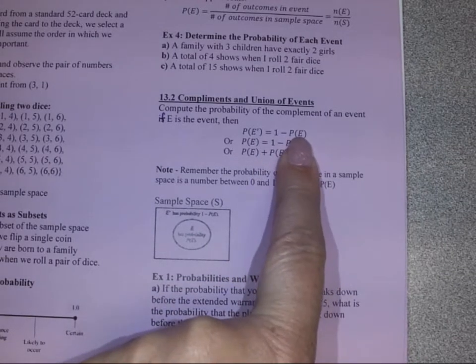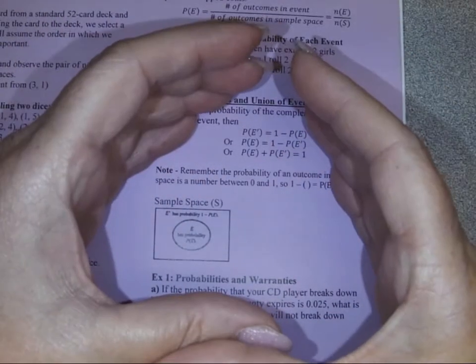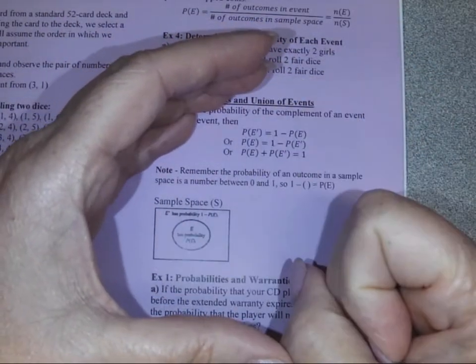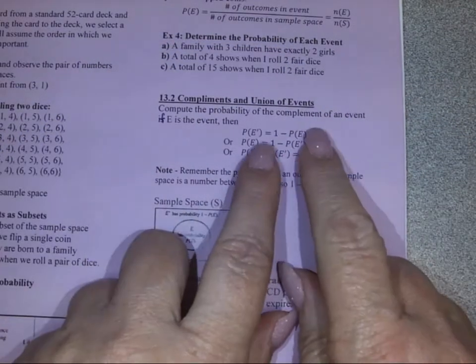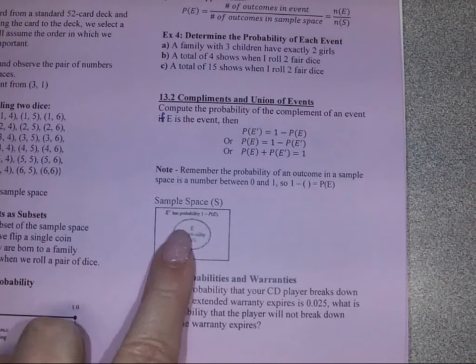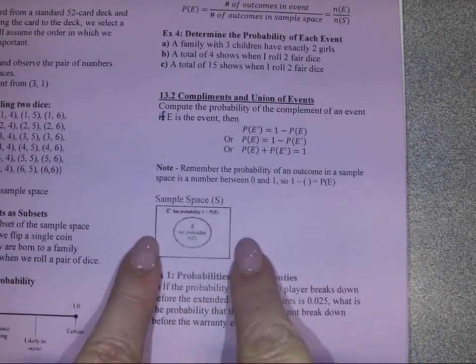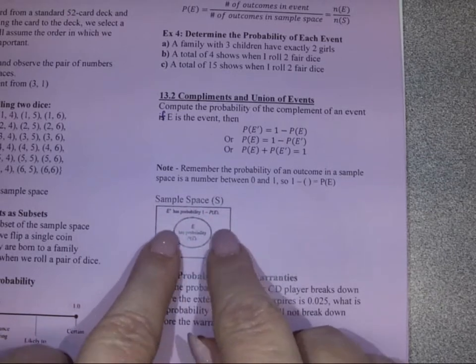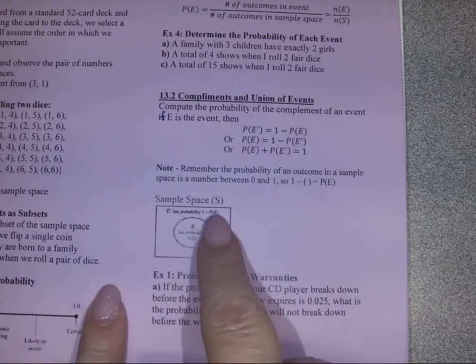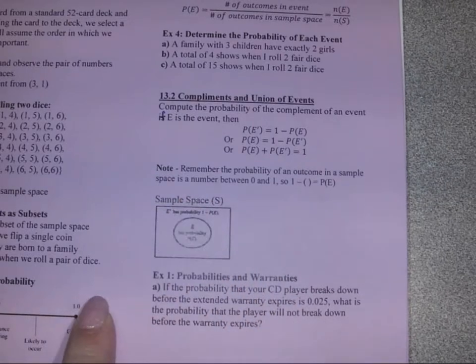So the complement is everything outside of E. If everything totals up to be 1, and we take out E, what's left is 1 minus that E. So that's where we're looking at that. We can look at this diagram here. If this is E, and the whole square is 1, the outside of the circle inside the square is going to be 1 minus that circle of E.